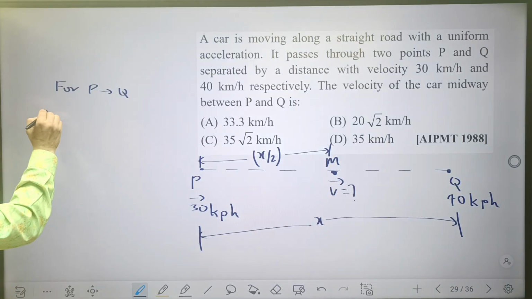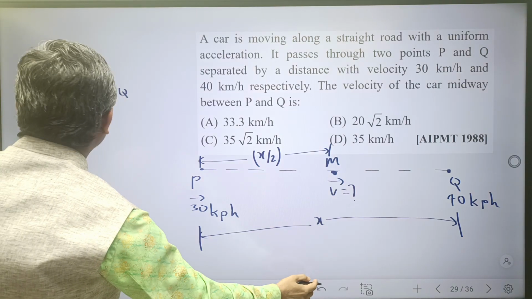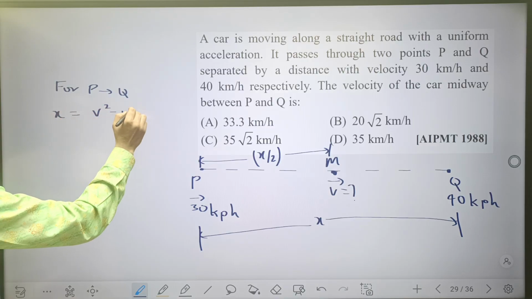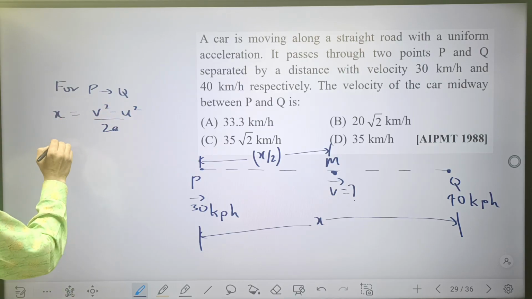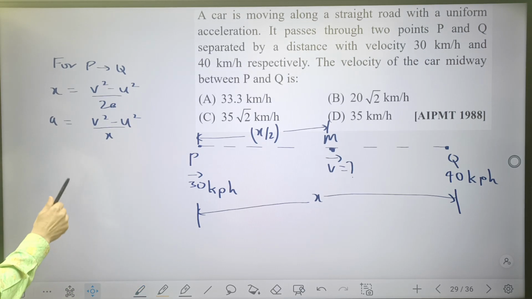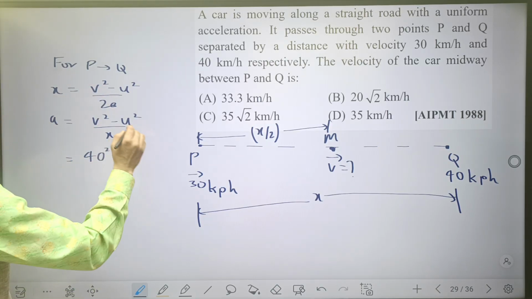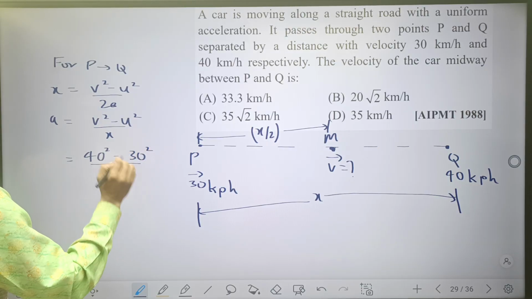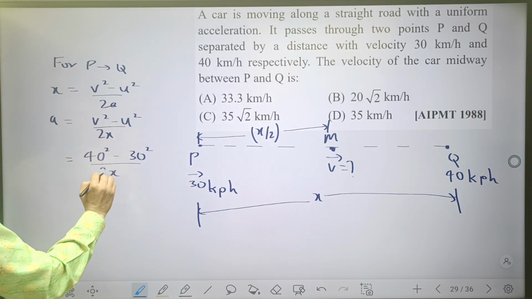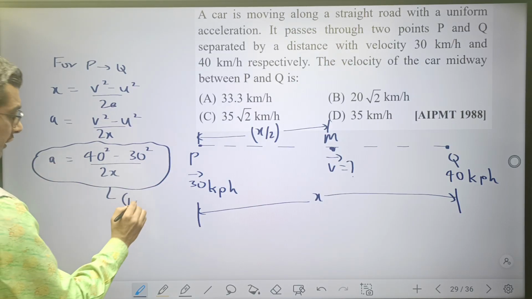So I am taking the journey P to Q. Using the equations of motion, you can take the second or better take the third equation of motion. So x is given by v square minus u square by 2a, or you can write acceleration is given by v square minus u square by 2x, isn't it? So in this case, v is 40 square minus 30 square, by 2x. So here we get the expression of acceleration. Let us suppose this is expression 1.